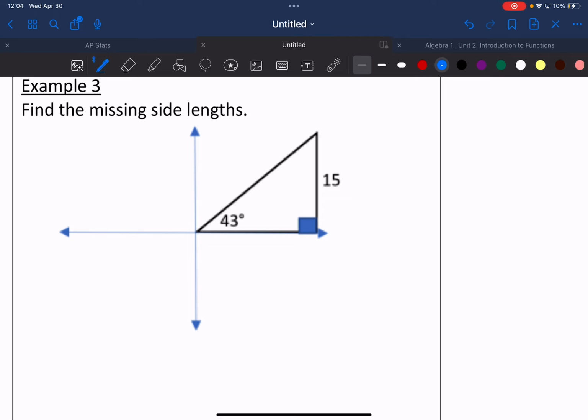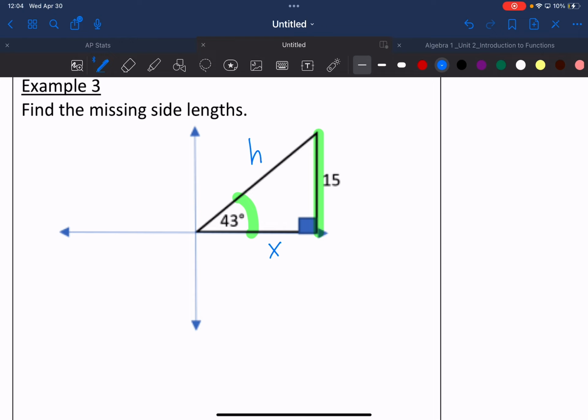So here, we're no longer given a hypotenuse. We are now given a leg and an angle, which means we are missing our hypotenuse that I'm going to label H, and then we're missing a leg that I'll just label X. Or, sorry, I should not write a capital H. I should write a lowercase h.